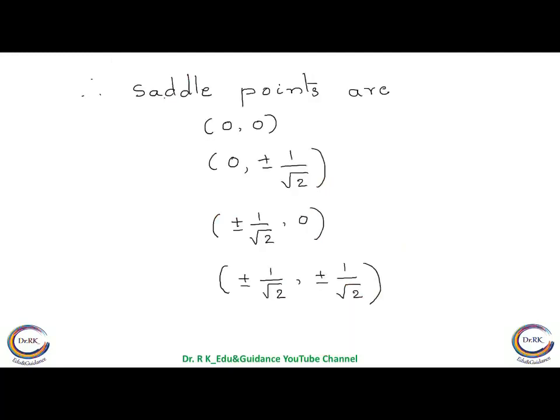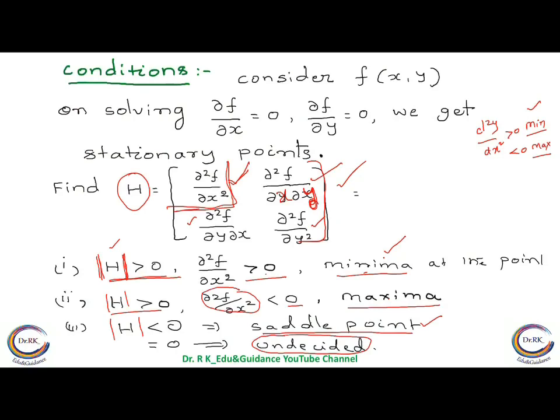As seen, we have 4 points: 0, 0; 0, plus or minus 1/2; plus or minus 1/√2, 0. Here, if you see, there are many points, because with plus 1/√2, 0 is one point, minus 1/√2 is another point, like this. The term is wrongly mentioned here: they are not saddle points, they are stationary points. A saddle point is something which becomes neither maximum nor minimum.